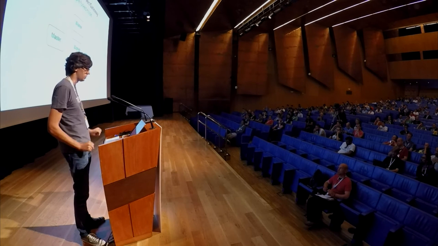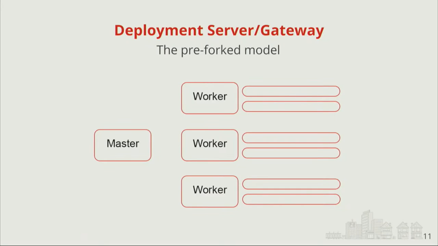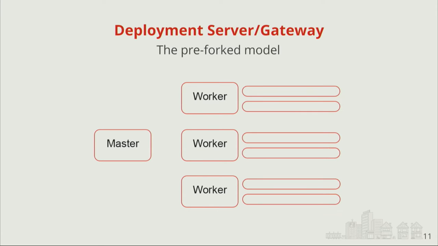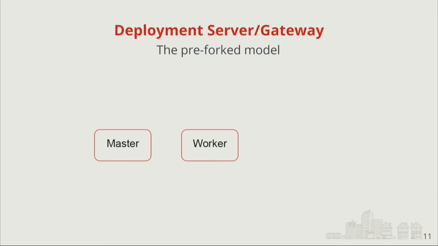If you don't know what... oh, that didn't start at the right place. Cool, so you have the master process, you have the worker process, which is going to load your app. It's then going to fork to create the workers, and then going to run your application in several Python threads.